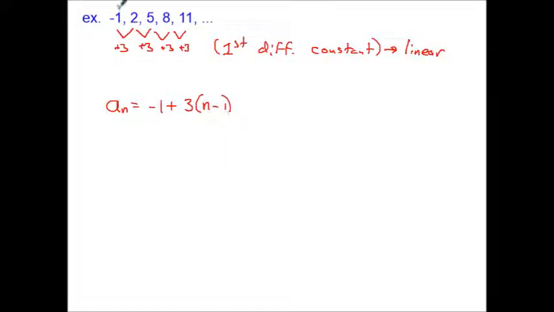Because if I'm on term 1 here, term 2 here, term 3 here, etc. For the first term, I don't add the 3 at all. To get to the second term, add it once. The third term, add it twice, etc. Again, notice I'm always one less. So basically that's what that does.